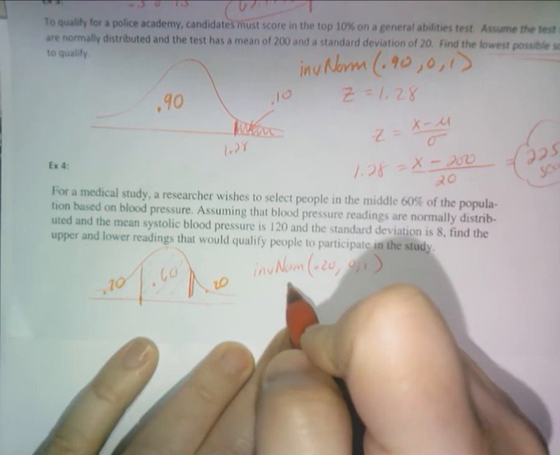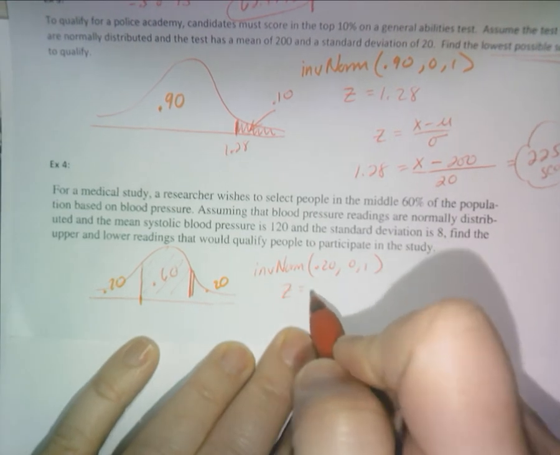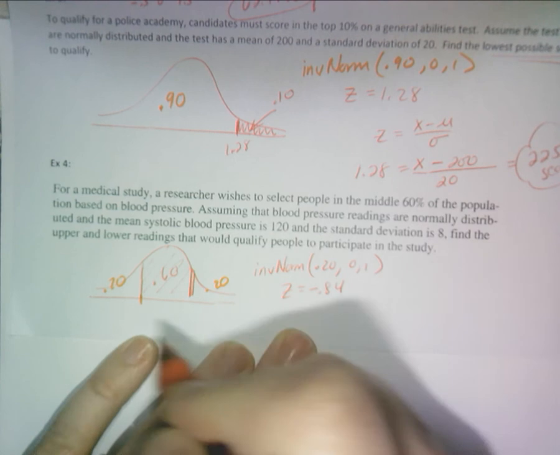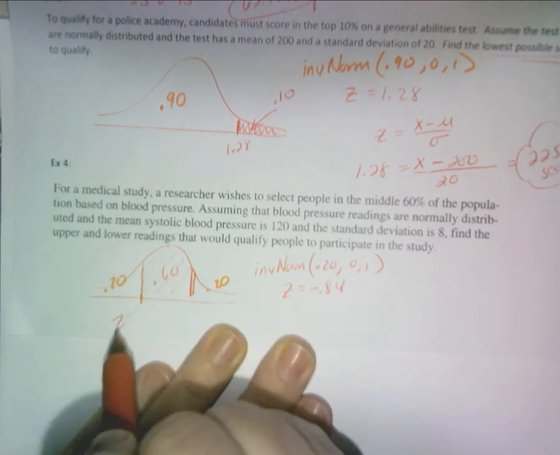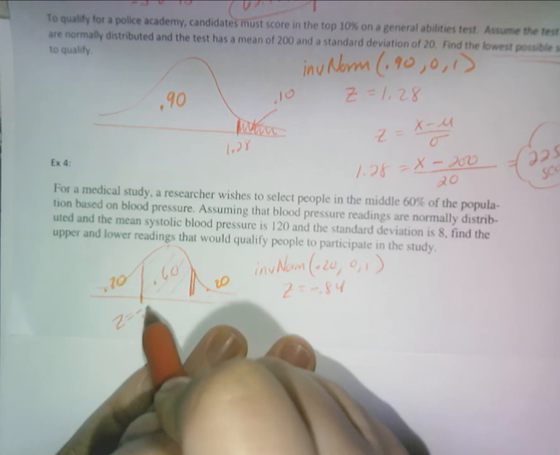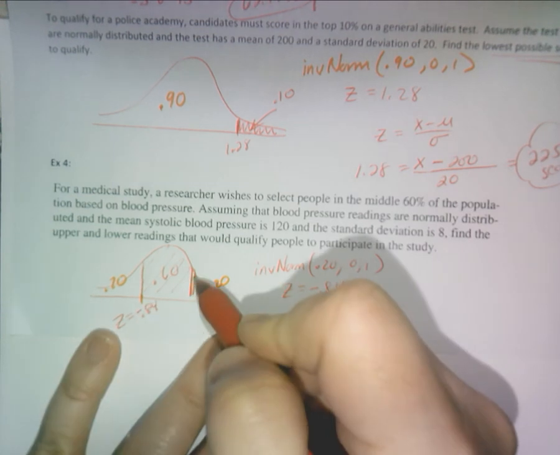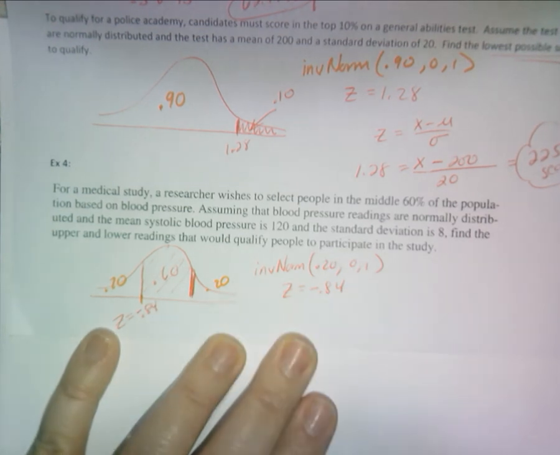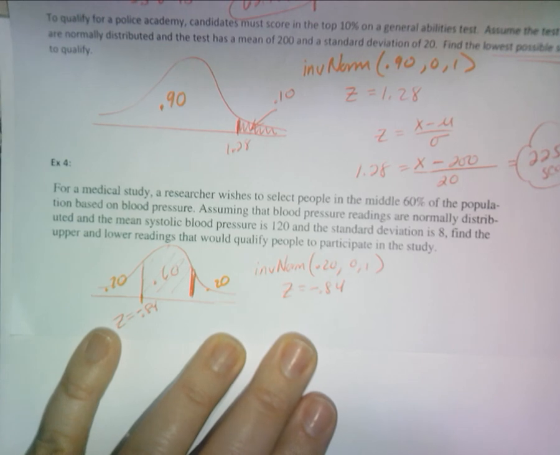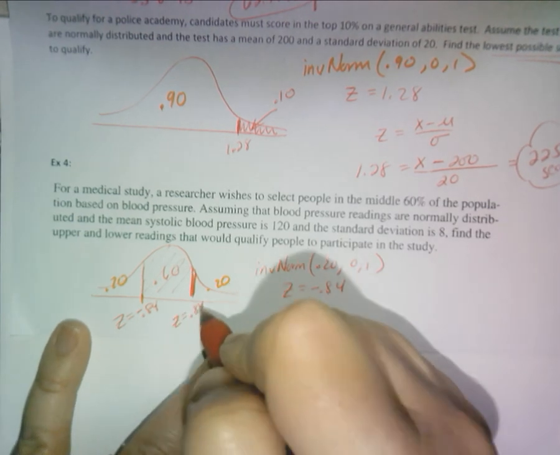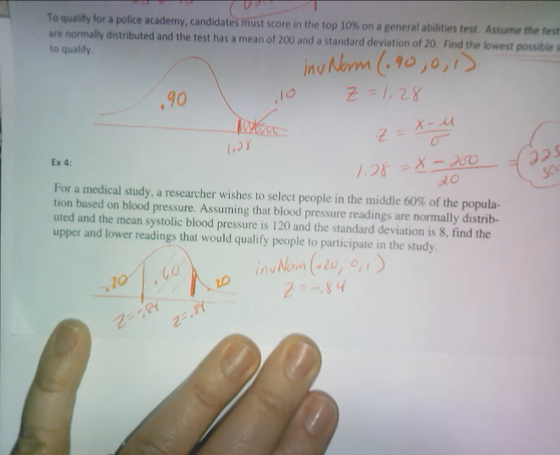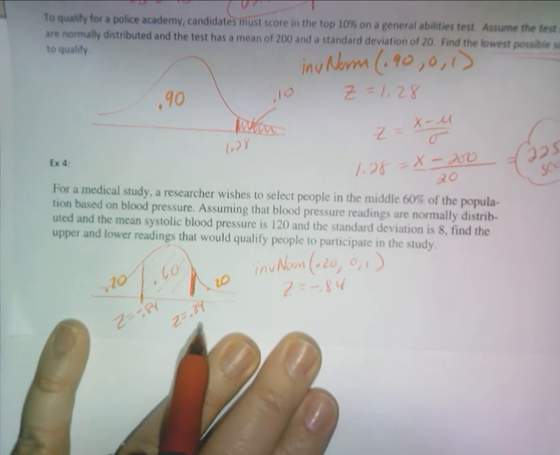Negative, yes, it should be negative. Negative 0.84. Now, if you are in the middle, and this one is negative 0.84, take a wild guess what the other Z is. Positive 0.84, because the normal distribution is symmetric. So if that's a negative, that's a positive. Done.